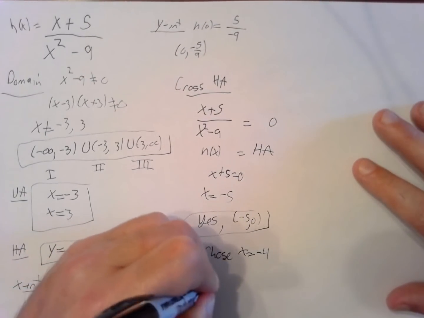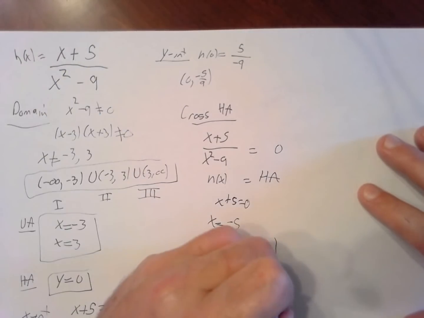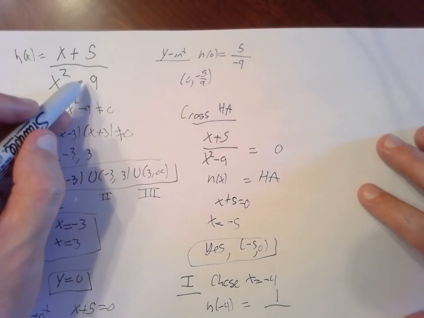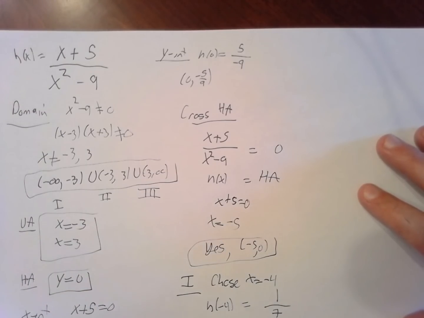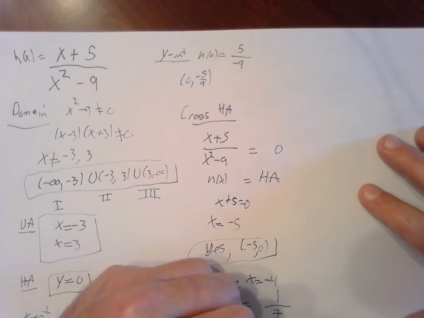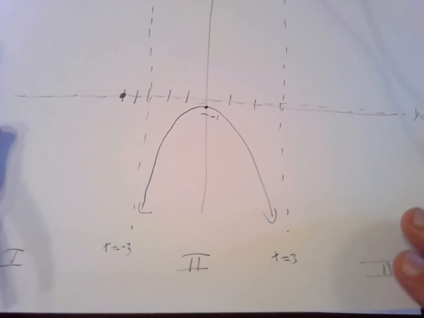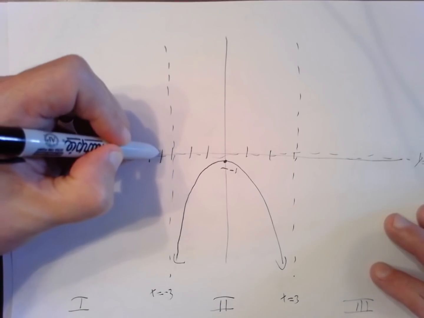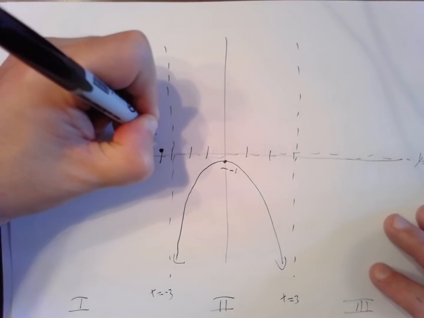Okay, so we plug it in. H of negative 4. Negative 4 plus 5 would be 1. Negative 4 squared is positive 16 minus 9 would be 7. 16 minus 9 is 7. So I get the point, negative 4, comma 1/7. Okay, now, got to be really careful here. I've got the point negative 4, here's negative 3, negative 4, 1/7. It's like right there. So let's label that. Negative 4, 1/7.